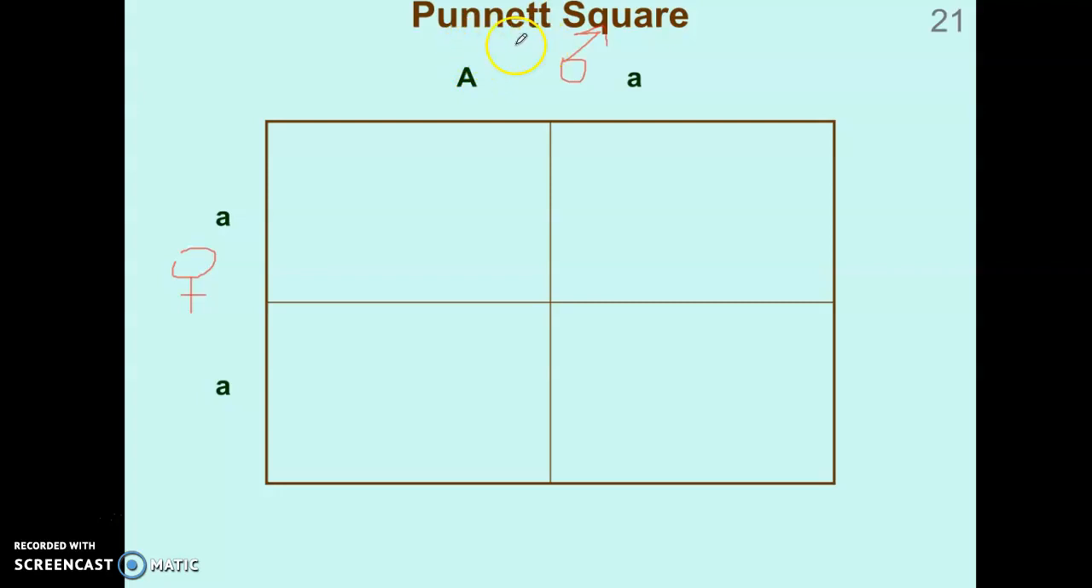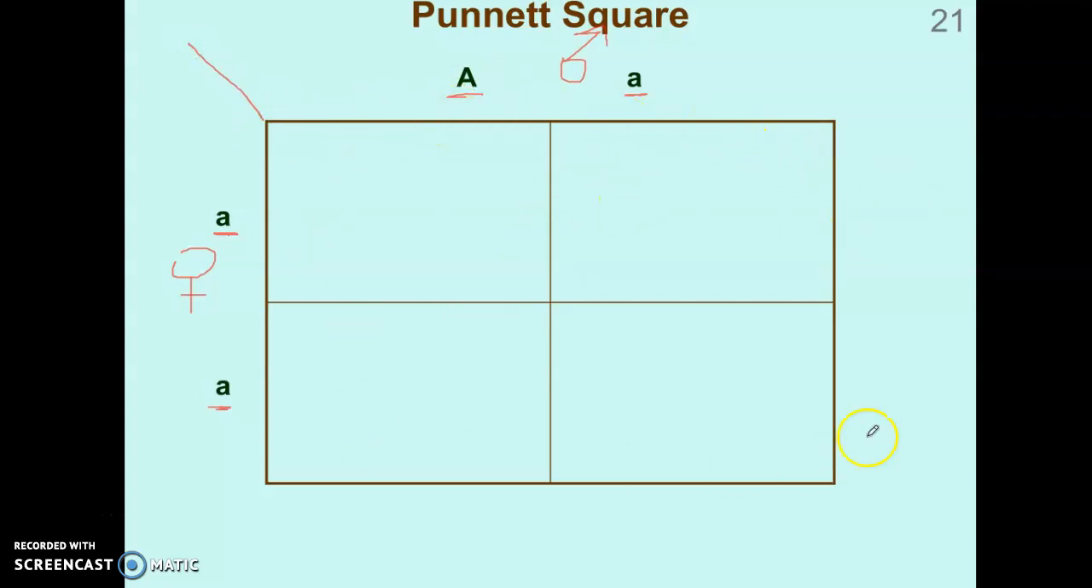So this person can only give either a big A, this is what we call independent assortment, or a little a. And this individual can only give little a's, but only one at a time. Okay? So we basically have 4 possible offspring. That's why we have our 4 boxes here.